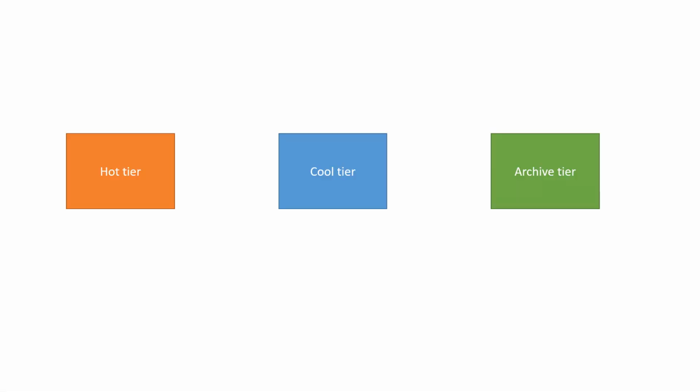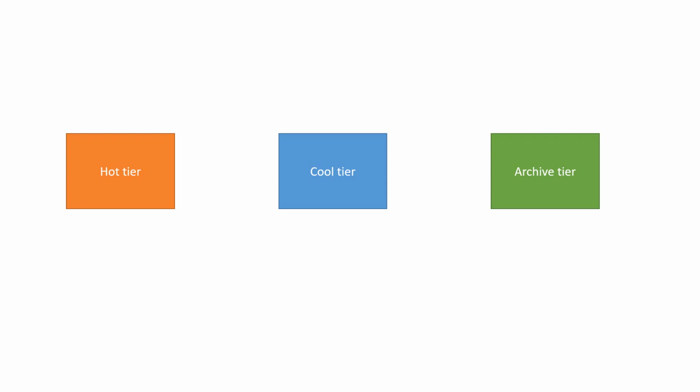Blob storage provides three access tiers, which help you to balance access latency and storage cost. The first one is the hot tier, which is the default one. You can use this, for example, for data that is accessed frequently.